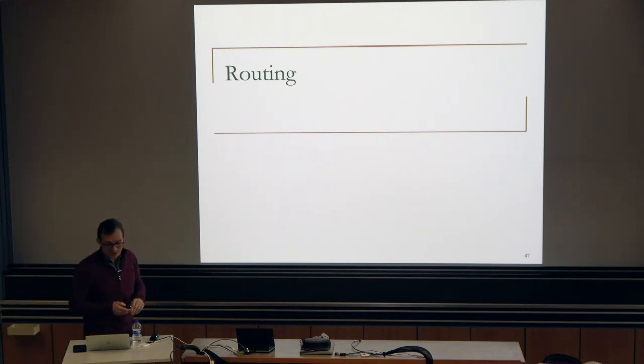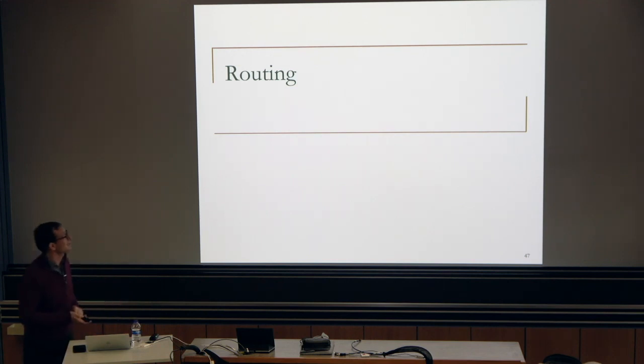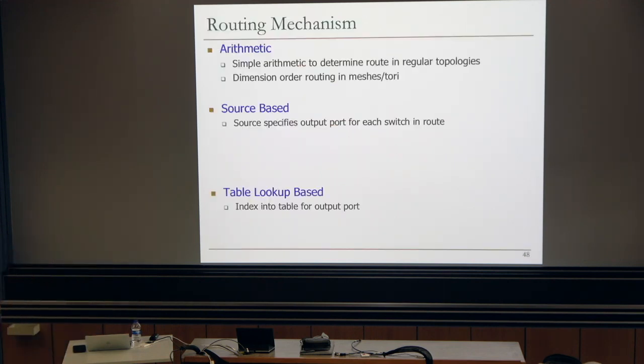Okay, now let's go into routing. So routing is clearly tightly integrated with topology, but it's something different. Basically, how do you deliver a message from one source to another, one node to another node? And there are multiple different mechanisms for routing. I'll go through this relatively quickly, but this is also important because this affects your router complexity.